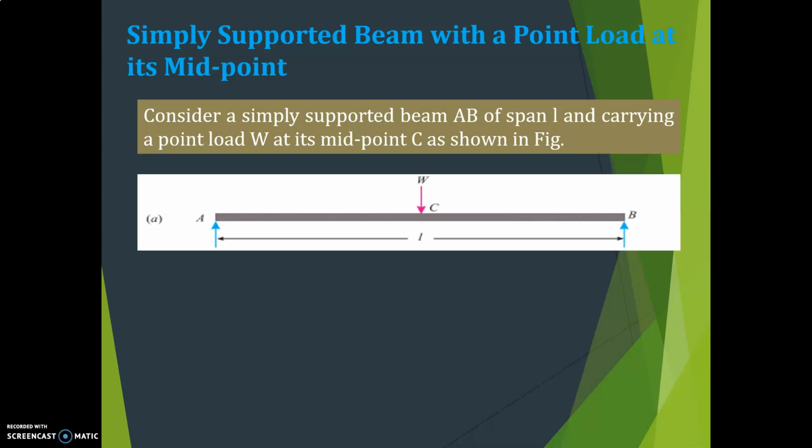Or you can use the conditions of equilibrium, that is, summation of vertical forces is equal to 0. Upward force is positive and downward force is negative. So summation of vertical forces equal to 0 gives RA plus RB minus W equal to 0, so RA plus RB is equal to W. Now you have to find either RA or RB. For that you use another condition of equilibrium, that is, moment is equal to 0.